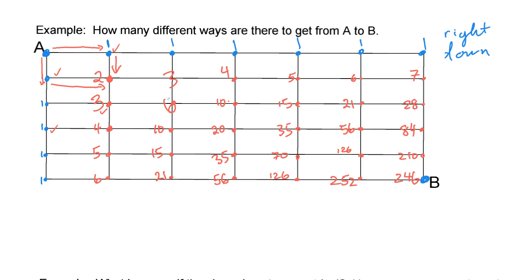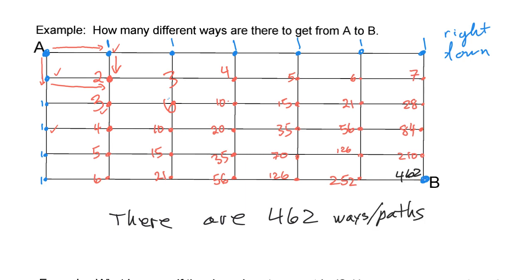So taking these things and always adding the 2 previous corners to get to the bottom right corner will always give you the final total. And by doing so, this will allow us to say that there are 462 ways, or paths, to get from A to B.